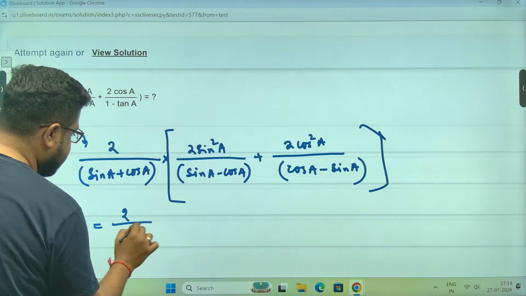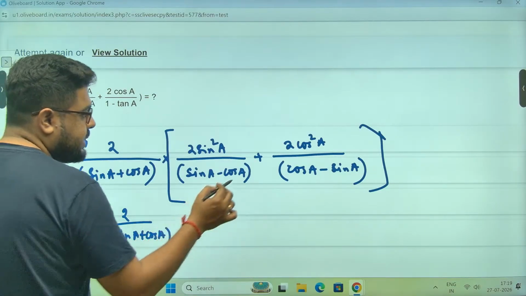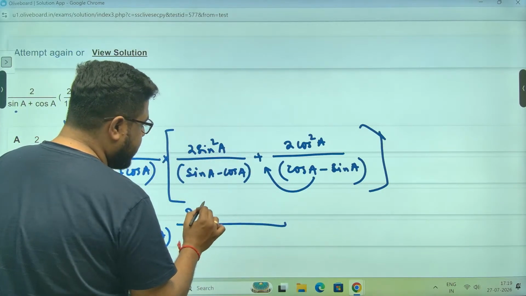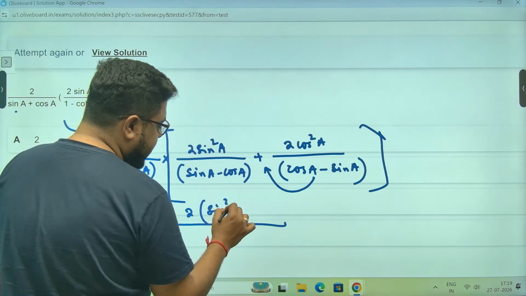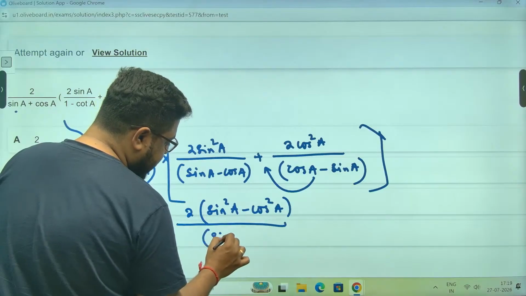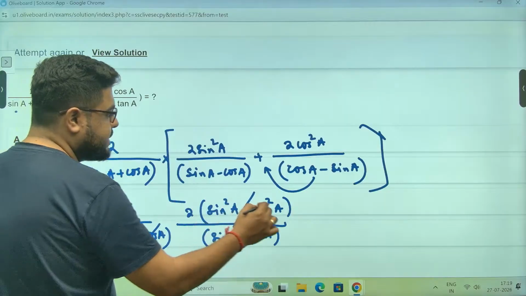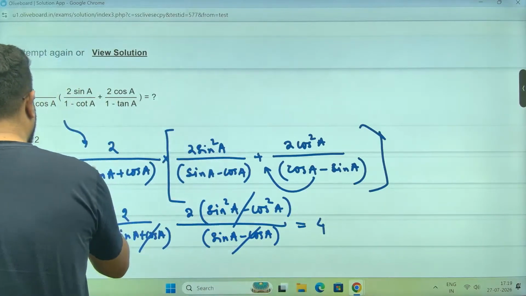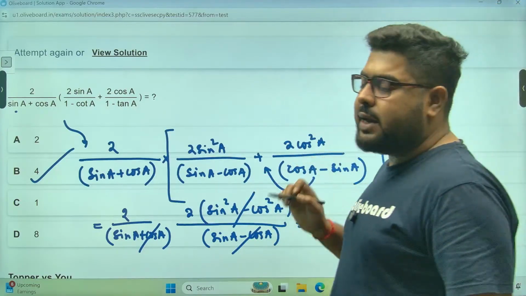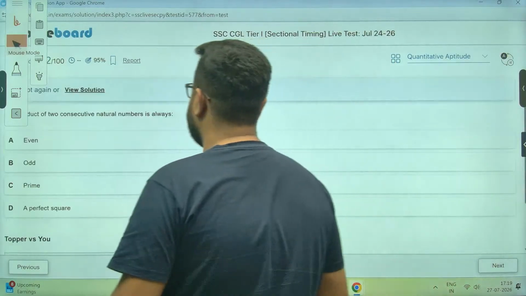Sir, the answer will be 4, as I can see. Sine A plus cos A. Sir, this will become this minus. I can take common and write here 2 into sine square A minus cos square A, and the denominator will be sine A minus cos A. So this cancels. So my answer will be 2 into 2, 4, sir. Option B. You can put values as well, but looking at the data, value putting will also need a little calculation. You cannot do it directly. So I chose not to put values and calculate normally.